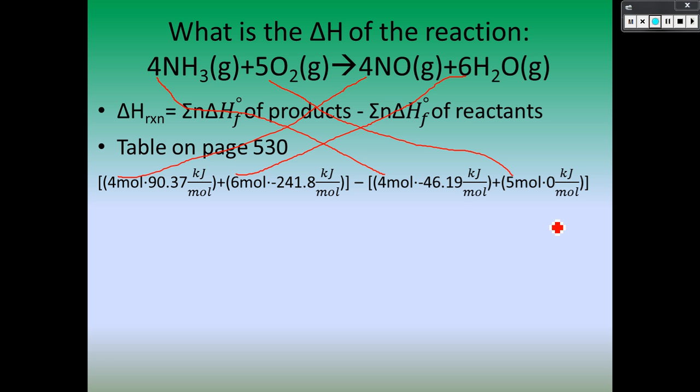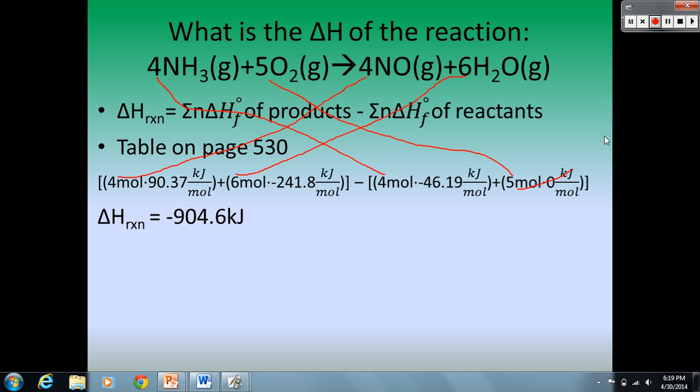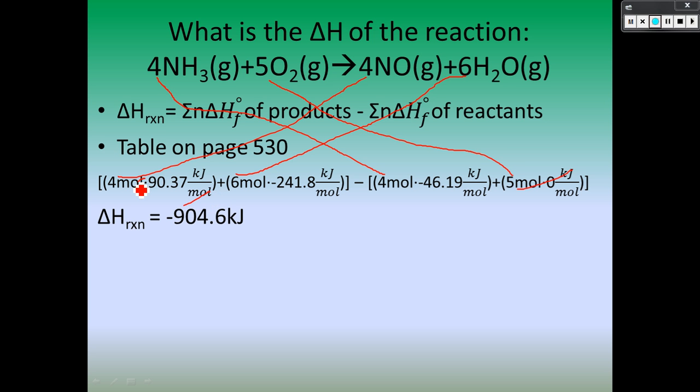Zero. That's right. So anything times 0 obviously is 0, so you don't have to count that in your calculation. Go ahead and calculate that, and make sure you can calculate this with all the parentheses. And our answer is delta H of the reaction equals negative 904.6. And that's in kilojoules, because if you notice, for example, the moles here are canceled by the moles there, leaving you kilojoules, and that happens all along.